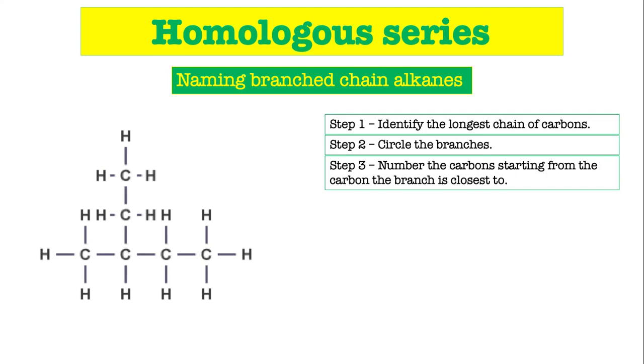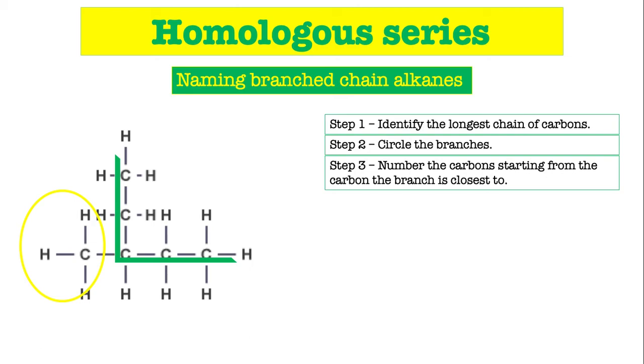Identifying the longest chain of carbons, just don't be fooled by numbering it this way, thinking that this is your longest chain. Remember, it doesn't need to be in a straight line, so the actual longest chain is here, so 1, 2, 3, 4, 5, so it actually looks like that. Your second step would be circle the branch, so circle the only carbon that's not in this longest chain would be here. Number your carbons starting from the carbon that the branch is closest to.